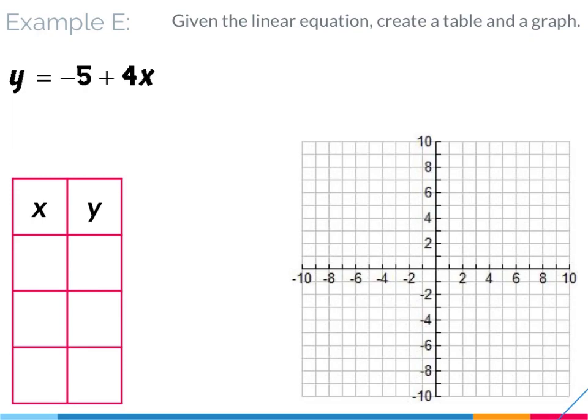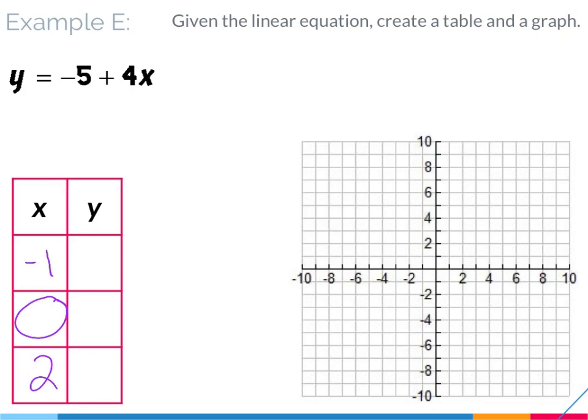In this case, I'm going to pick 0, because I always pick 0. I'm going to need to pick a negative value, and I'm going to pick -1, because again, I want to stay small. Then I'm going to select +2, because whatever I pick, I'm going to have to multiply by 4, and I don't want that number to get out of control and off my graph. So now that I have my 3 points, let's start with our substitution.